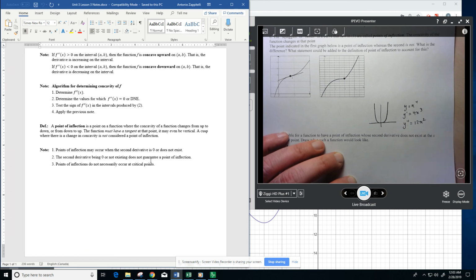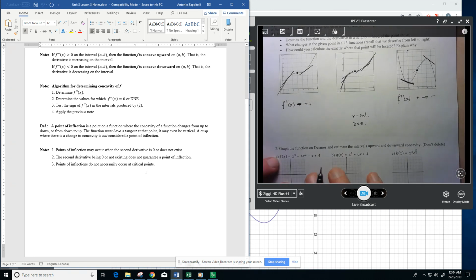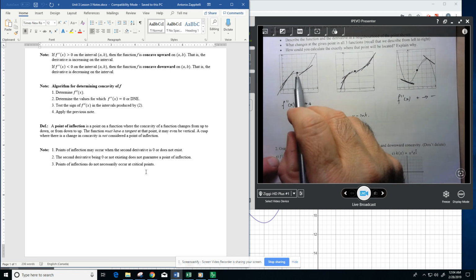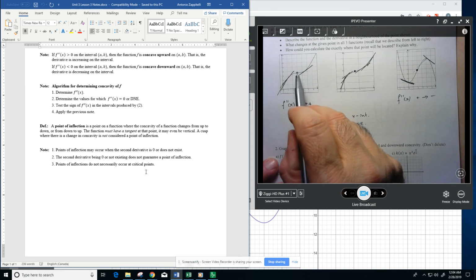Okay, so similar to looking for local maxes and mins, just because the second derivative is 0 doesn't mean it has to have a point of inflection. And the other thing to keep in mind, this is often a mistake that's made, is points of inflection do not necessarily occur at critical points. So if we look at our original examples, in this case here, the point of inflection happens to also be a critical point, meaning the derivative is 0 there.